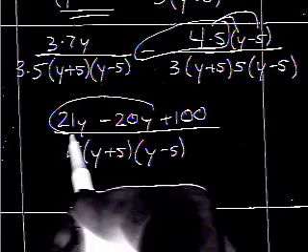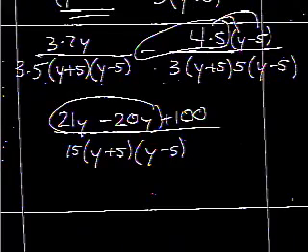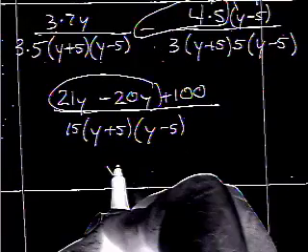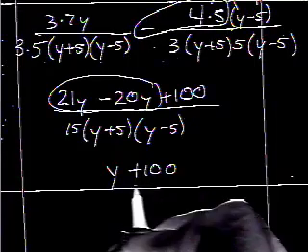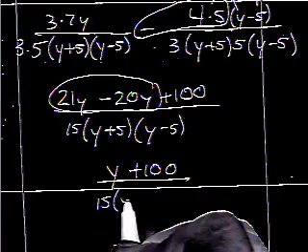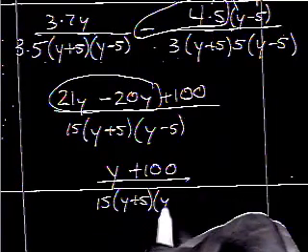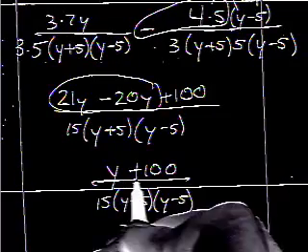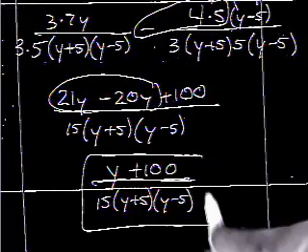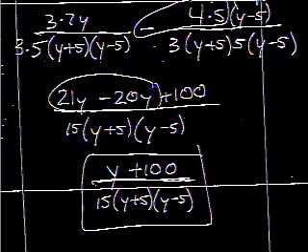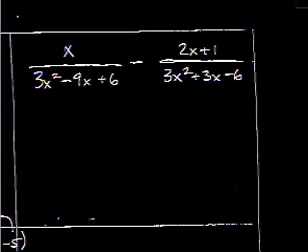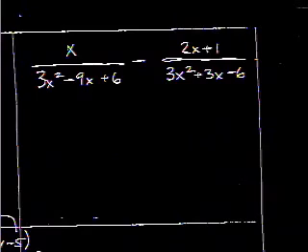So let's see here. I've got some like terms that I can combine together right there. 21y minus 20y makes 1y plus 100 all over 15 times y plus 5 times y minus 5. And that's as simple as that one gets. Okay, next problem to practice with.